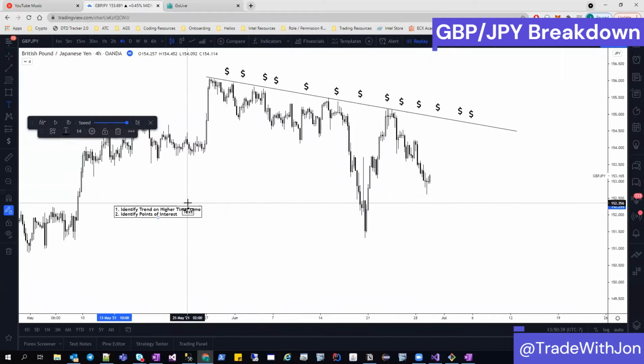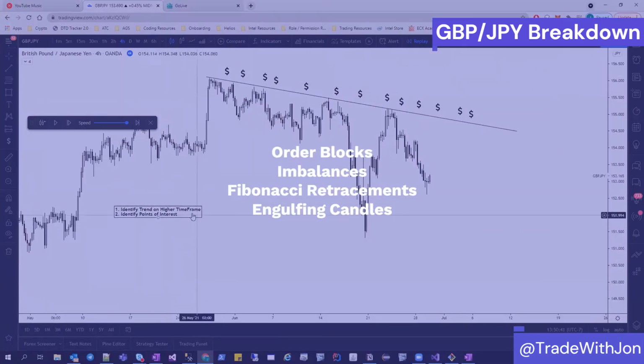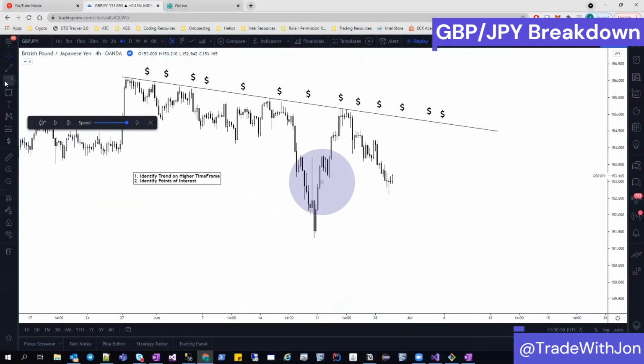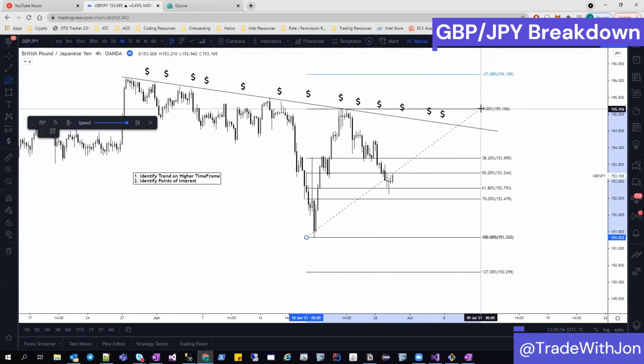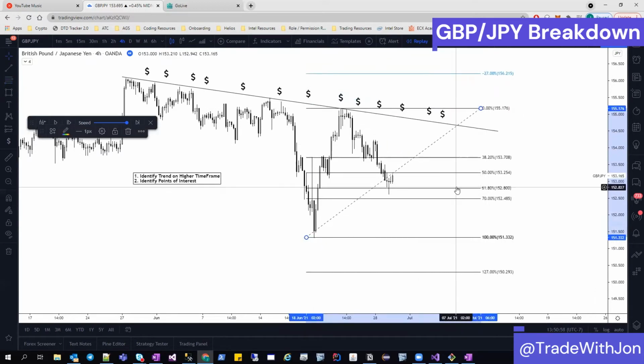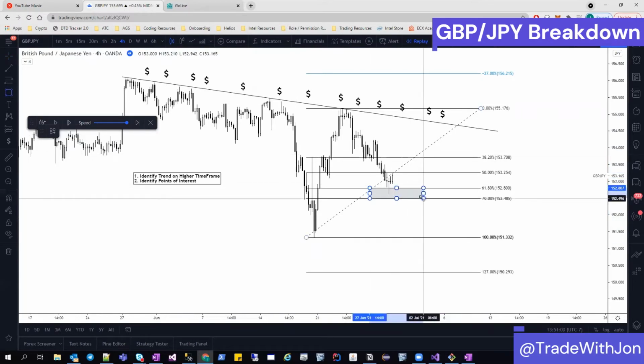Now, what are points of interest, you guys? Points of interest is basically like order blocks, imbalances, areas where price comes into, it's more than likely going to react. Okay, so now if we take our Fibonacci, guys, you notice we had a low, we had a high. So if I get my low all the way up to my high, you guys know the 61.8%, the 70%, this area is a very reactive area, right? Price likes to react in this area and either move back to the upside if we're in an uptrend or back to the downside if we're in a downtrend.